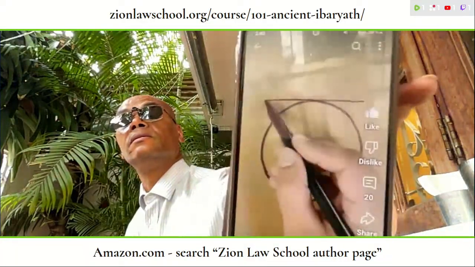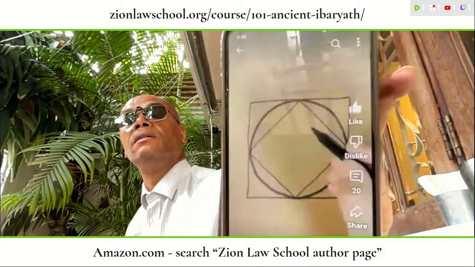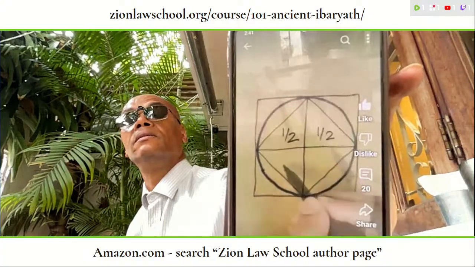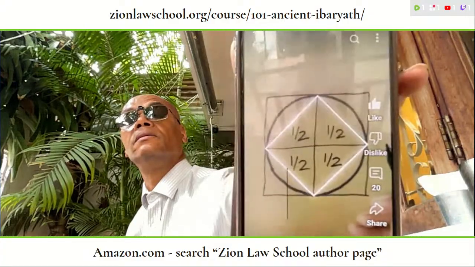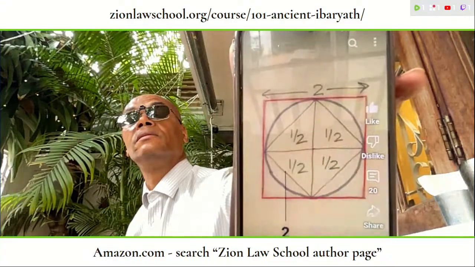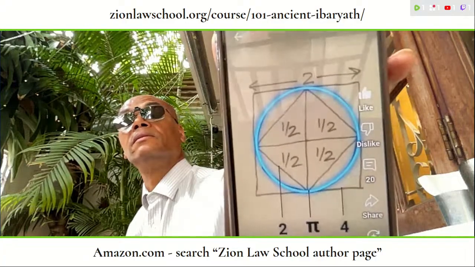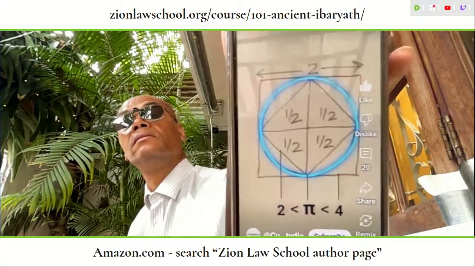Here's how. Let's start with squares. What are the areas? The inner one is made up of 4 right triangles, each with an area of half, so its total area is 2 square units. Likewise, the outer square has an area of 4 square units. So the circle's area, which is pi, must lie between these two areas, that is 2 and 4.